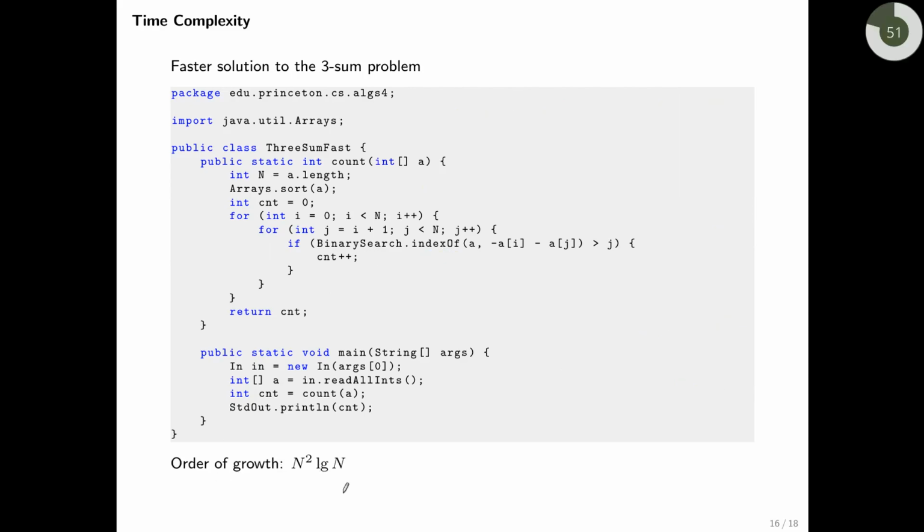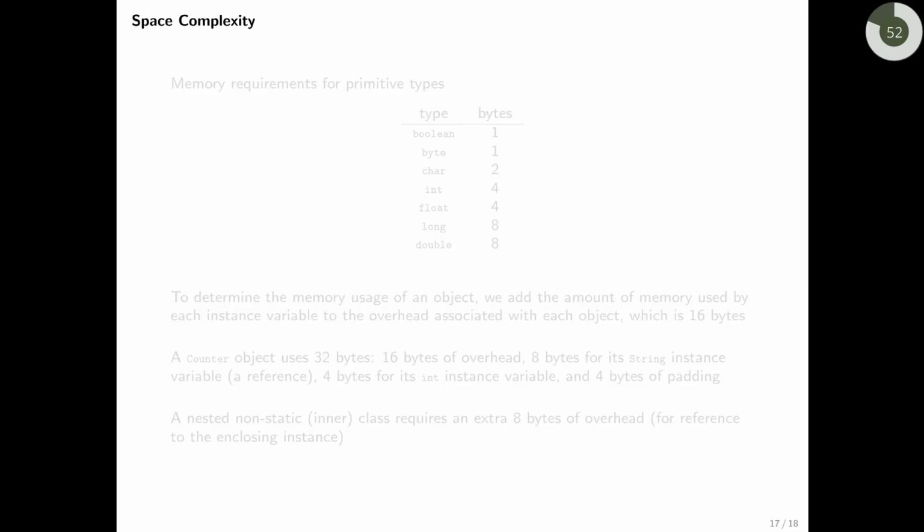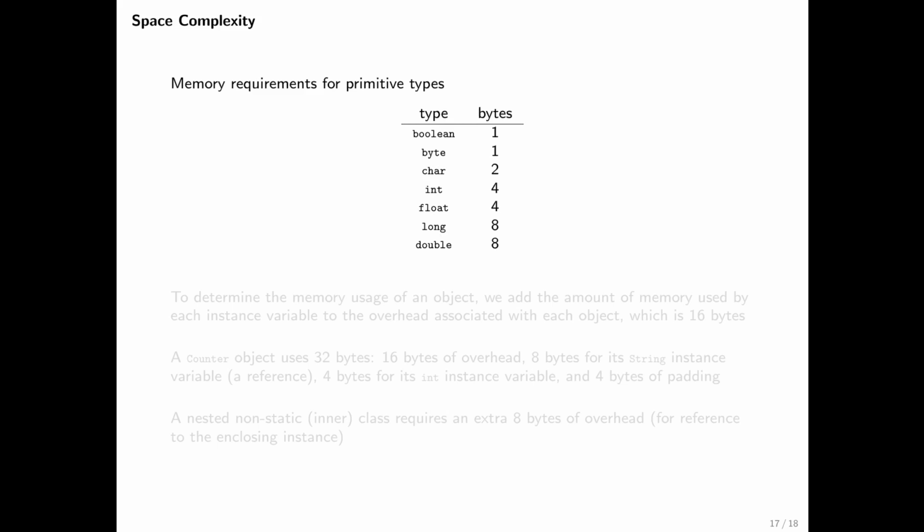So the order of growth for this implementation of a solution for the 3-sum problem is n squared log n, right? Which is much better than n cubed. Okay, so we are done with our discussion of the time complexity issue of an algorithm. What we need to discuss next is the space complexity aspect, meaning how much memory does a program take in solving a certain problem. Okay.